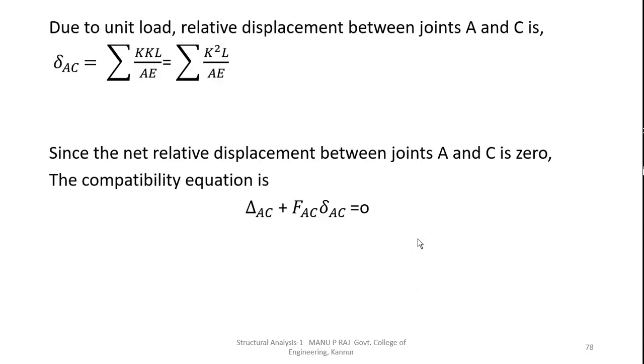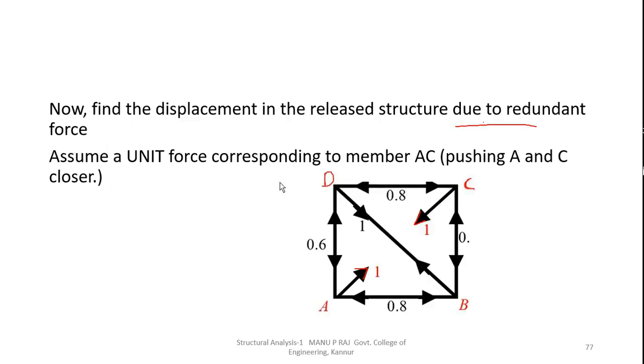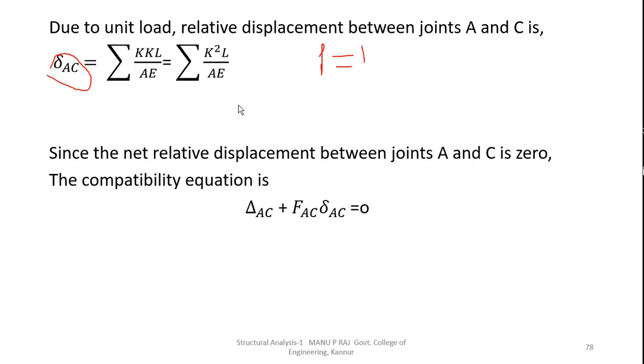Now find out small delta AC. You will get it from the relation kkL by AE. Here, the external load P equals k, 1 kilonewton only, so you will use the term kkL by AE. There is no external load; our load is 1 kilonewton only. So from this relation you will get the value of small delta AC.